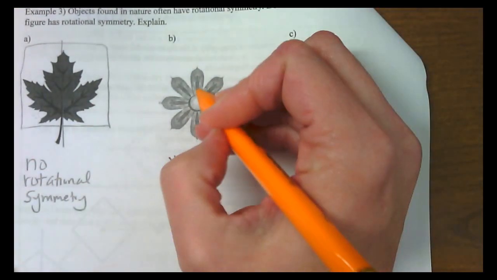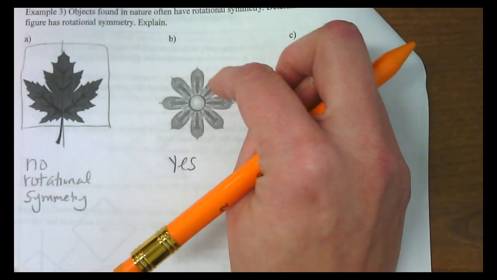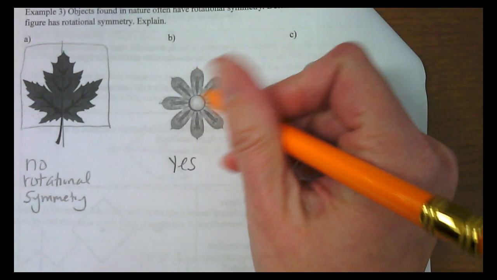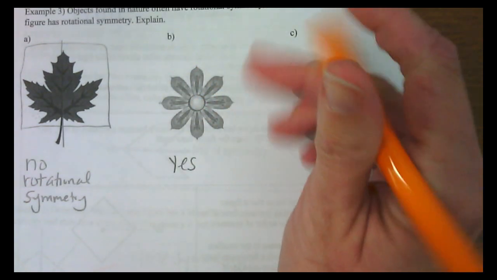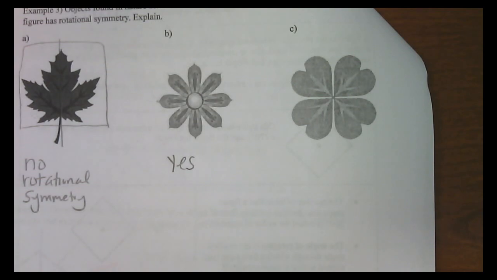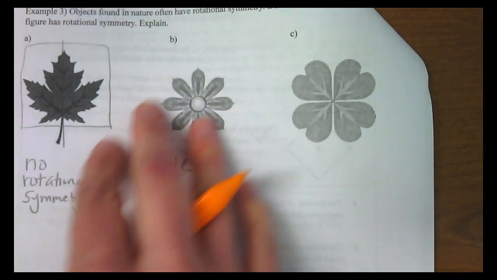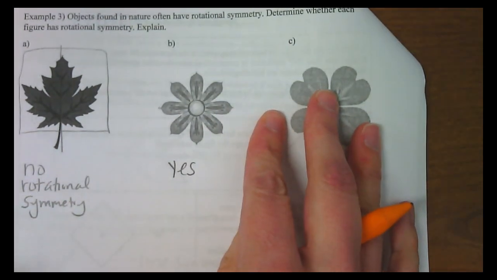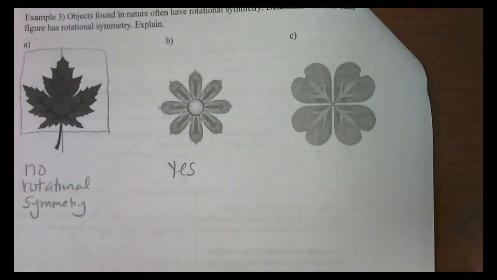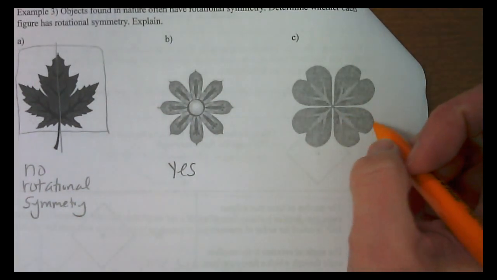We could rotate it, let's see, 1, 2, 3, 4, 5, 6, 7. So there's 8 petals. So we could say it has an order of 8 because every time I turn to a new petal, it is going to look exactly the same. Now this question doesn't ask us to do that, but if it had asked us, that's how we would answer it.